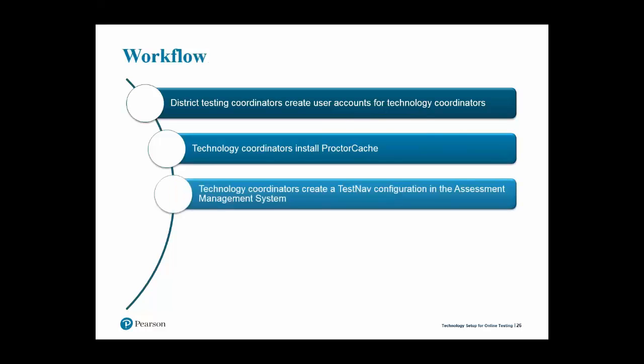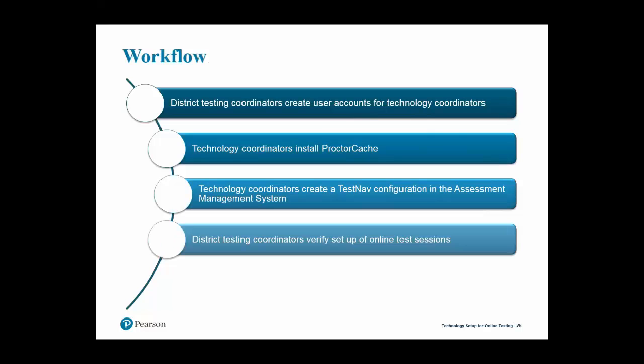Next, you're going to create the test app configuration in the assessment management system. So again, this is the act where you're actually entering the IP address of that Proctor caching computer. You're entering the port number and you're designating your saved response file locations. And again, that communication is important.